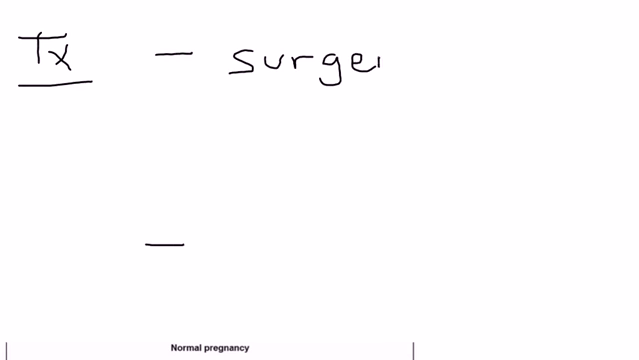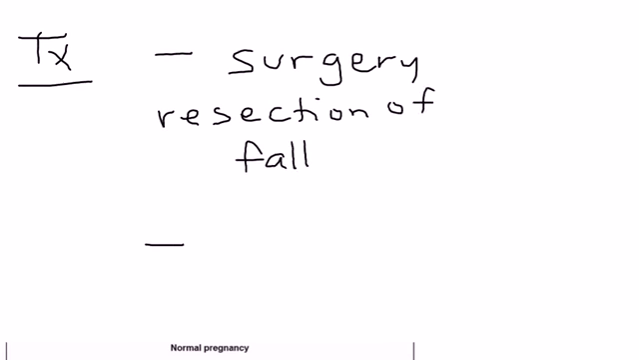So, how do you treat an ectopic pregnancy? Is there a treatment? Well, there is. There's two main ways. There's surgery, and in particular, we're talking about the resection of the fallopian tube. And that has a special name. It's salpingectomy.